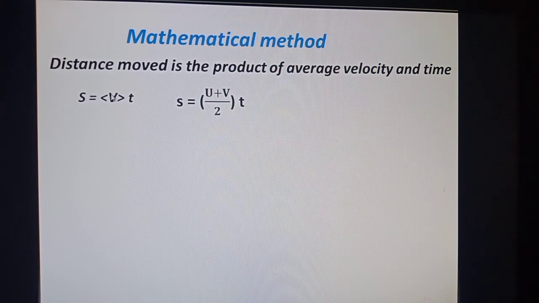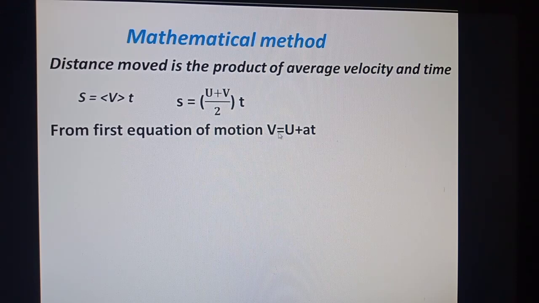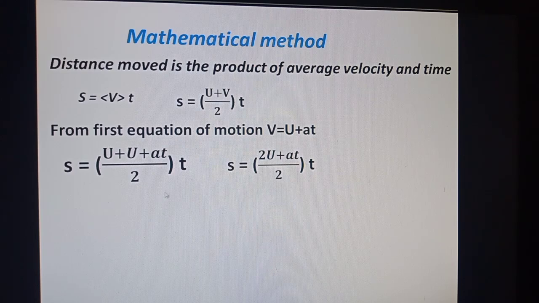So, we insert here the value of average velocity, and from the first equation of motion, we know that final velocity is equal to initial velocity plus acceleration multiplied by time. So, we insert this value of v from the first equation of motion here, and we get the relation like this. u plus at is the value of v, divided by 2. These two u's will be added, so we get the value like this. S equals 2u plus at divided by 2, into t.